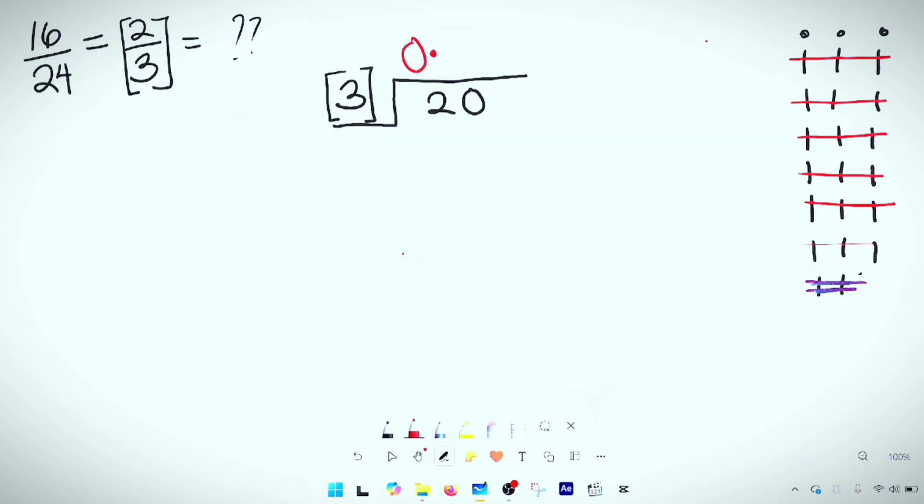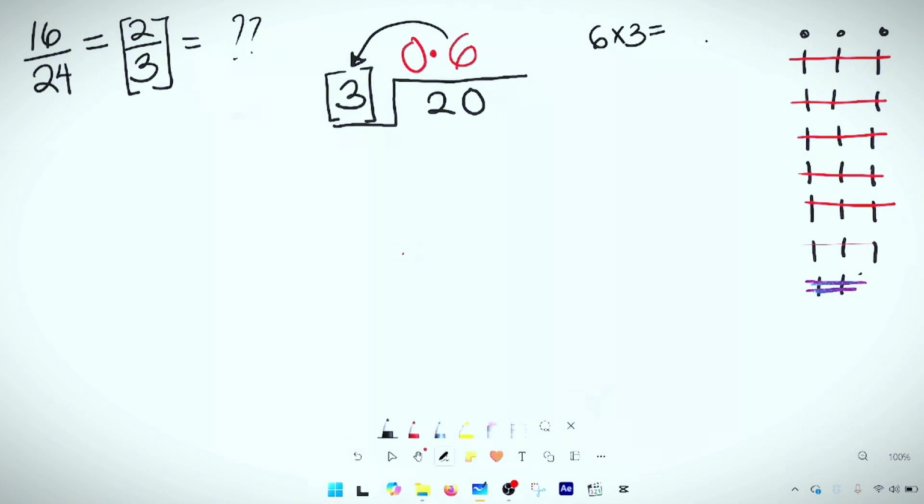So 20 divided by 3 gives us a what? It gives us a 6. That's the first step. The next step is that we're going to use this 6 to multiply 3, and the answer is still there. Next, step 2 is to do 6 times 3. And what is 6 times 3?